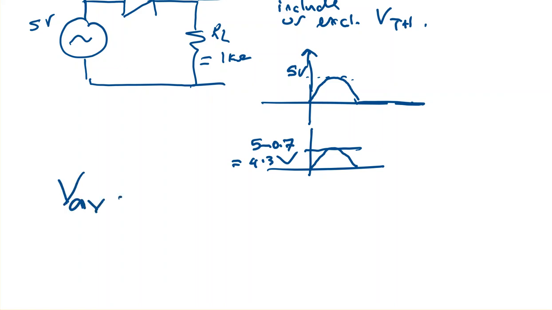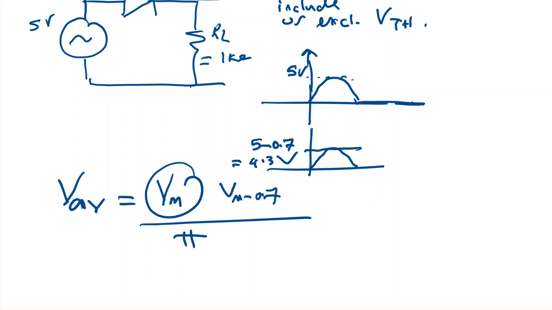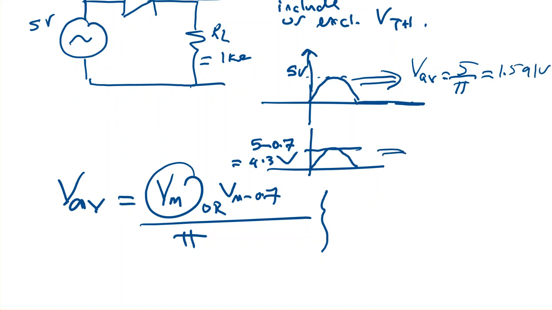Now, if I ask you, okay, this is your peak voltage, how about your average value? The average value is Vm over pi, where Vm is either 5 or 5 minus 0.7. So for this case, the V average is 5 over pi, and that will be 1.591 volts, and for this case the average value will be 5 minus 0.7 divided by pi, and that will be 1.36 volts, definitely less than the other one.